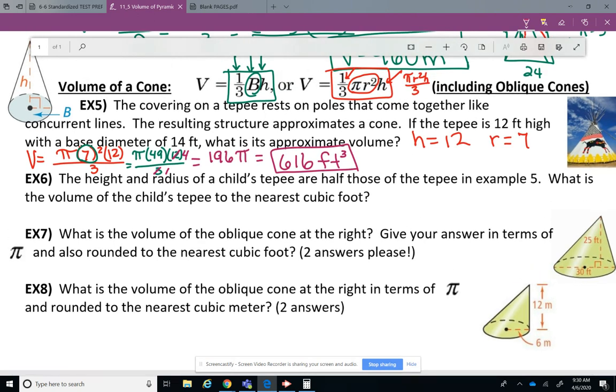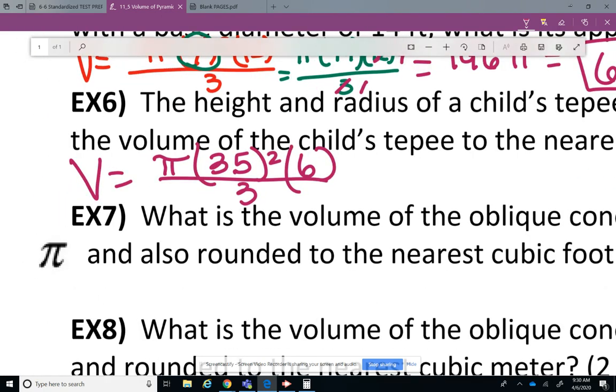The height and radius of a child's TP are half those of the TP in example 5. So what is the volume of a child's TP to the nearest cubic foot? All right, so what's half of 12 for the height? All right, 6. And what's half of 7 for the radius? All right, 3.5. We're doing the same thing. We're going to do volume equals pi times radius squared, which is 3.5 squared, times the height, which is 6, divided by 3.